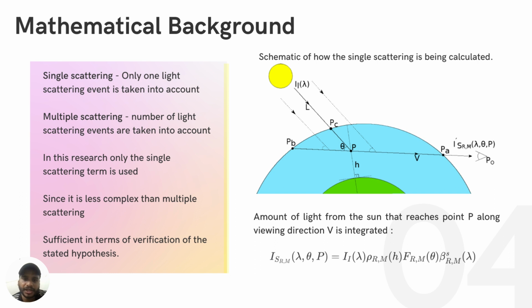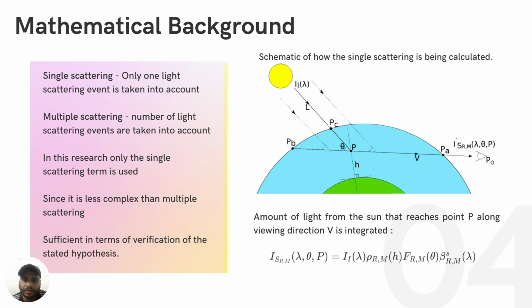This is a graph where the incident intensity I-lambda is coming in the direction of L, and after scattering at point P, it goes in the direction of V, where we are calculating the intensity of Rayleigh and Mie scattering when it reaches the observer's eye. There is a formula where we find the scattering in terms of Rayleigh and Mie. I-one is coming in the direction of L from Pc to P, and after scattering, rho is the density function for Rayleigh and Mie scattering, and it changes with the altitude h, right?